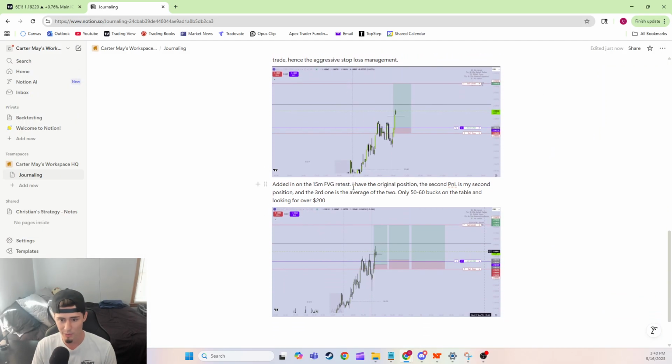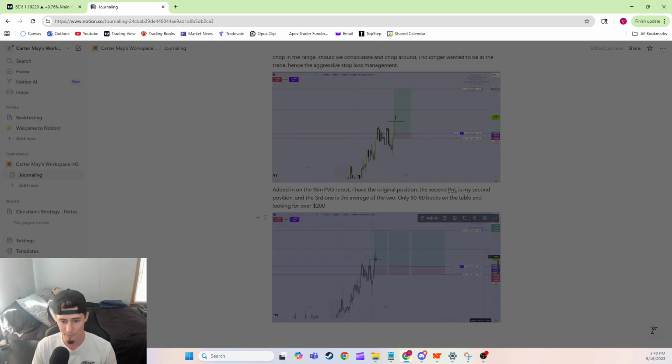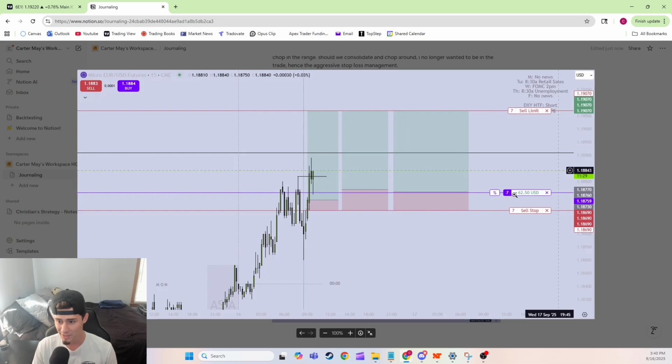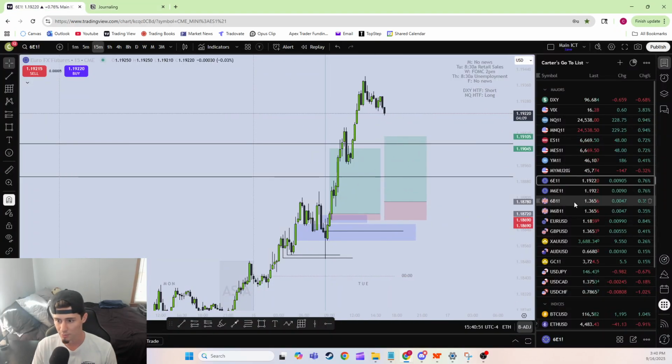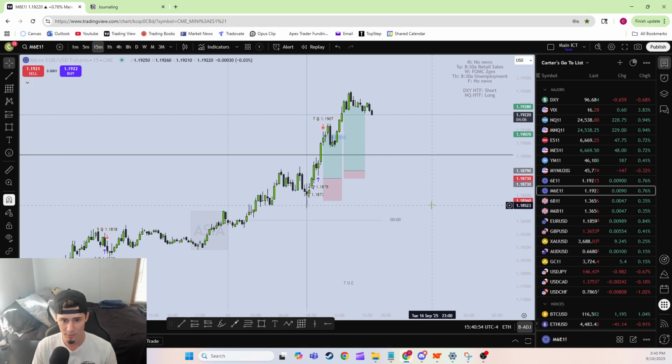I ended up adding in on the 15-minute fair value gap retest. The second P&L is my second position, and the third one is the average of two, only 50 to 60 bucks on the table, looking for over 200, right? So this is my final screenshot. I did get into 7 contracts. You can see this was my original position, right? Remember when I said my stop loss was down here? When I added in, and you can see where I added in here in this 15-minute fair value gap, I moved my original position from all the way down here to up here. And then I had the same stop on my second position and the average of the two so I could see what my risk to reward was looking like, right? So let's pop back over here into M6 and I'll show you the exact execution that I ended up taking. Here you go.